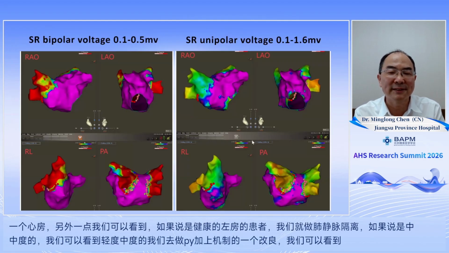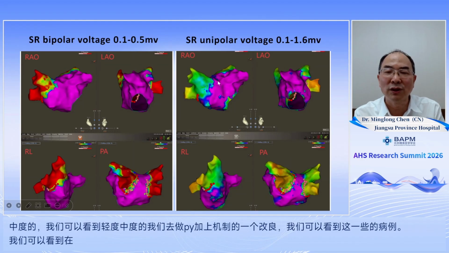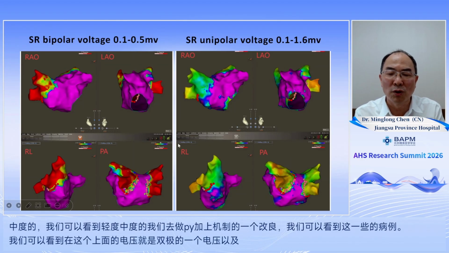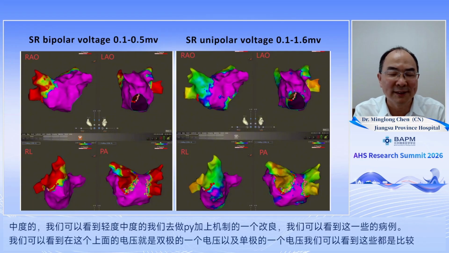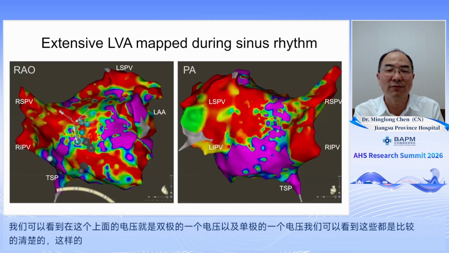So these are the case examples. This is the healthy left atrium after PV isolation, where you can see the voltage. This is bipolar voltage, and also the unipolar voltage. Both definitions show a normal left atrium. So with these patients, if you can do permanent PV isolation, the success rate is very high.